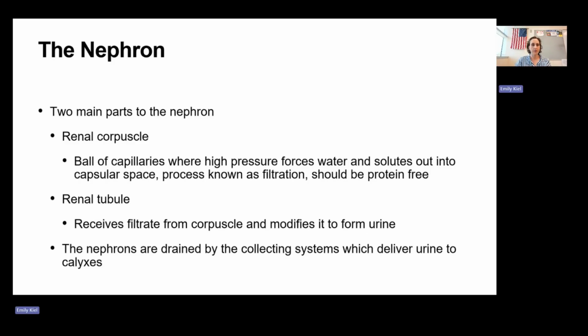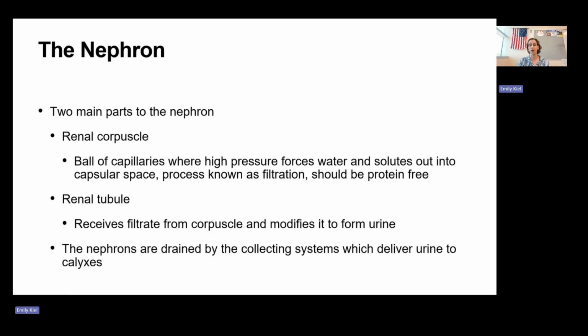So let's talk about the parts of the nephron. There are two main parts. You've got your renal corpuscle, which is followed by your renal tubule. The renal corpuscle is a ball of capillaries, kind of looks a little bit like a meatball, where there is very high pressure, and that high pressure is going to push water and solutes out into the capsular space around them, and that process is known as filtration. It should be protein free. So this is one of the first places where we're controlling what is released in the urine.